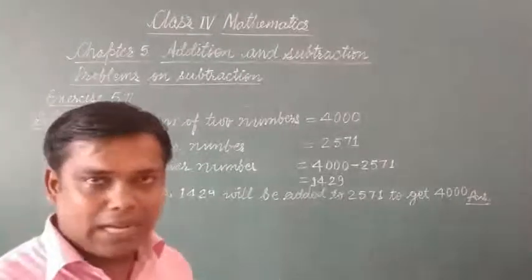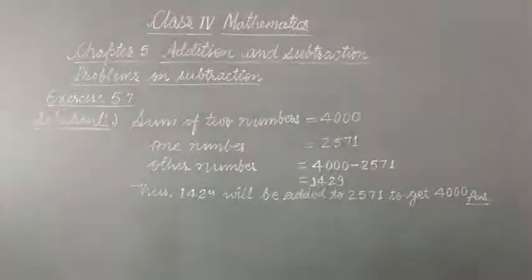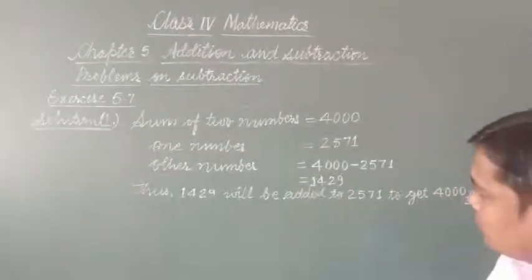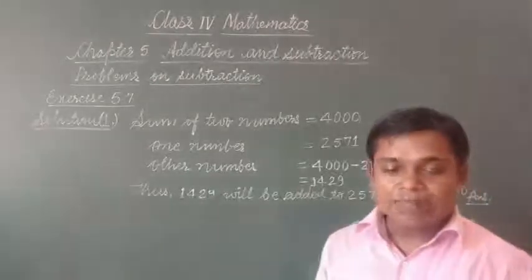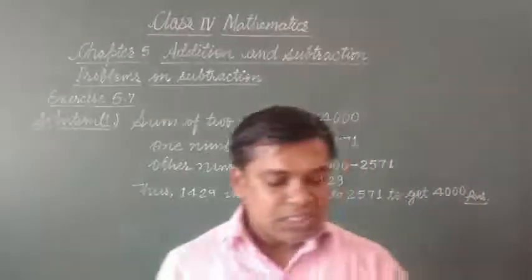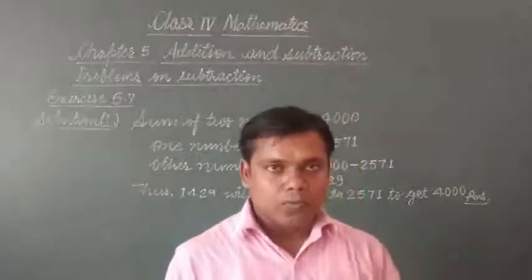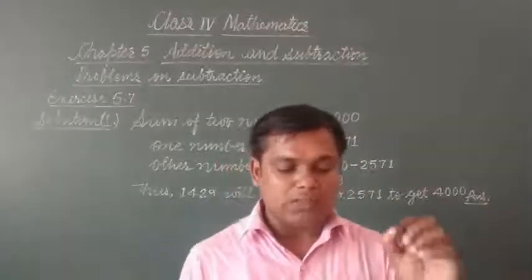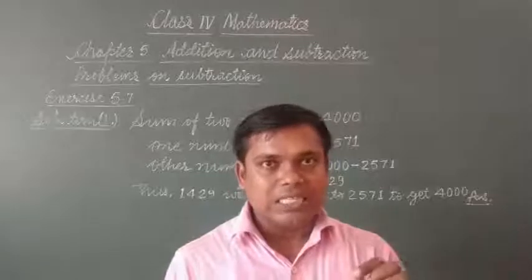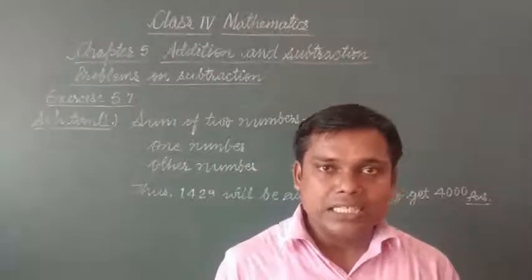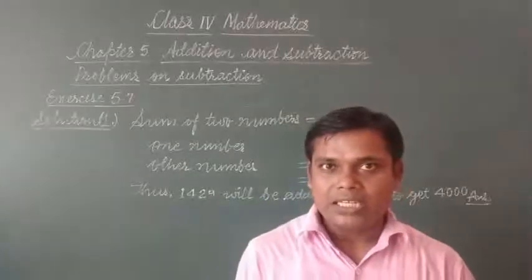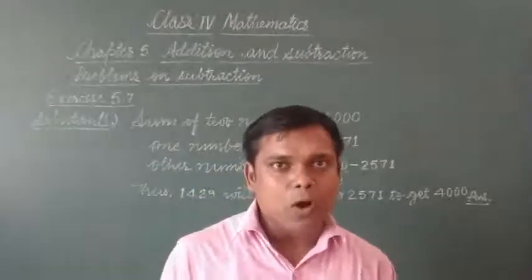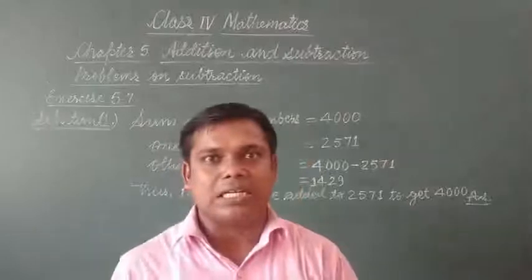Now the next question we have means question number 2. All of you read this question. In question number 2 it is written here, subtract the sum of 4025 and 1512 from 9669. It means the first two numbers you have to add, then the sum of these two numbers will be subtracted from 9669.